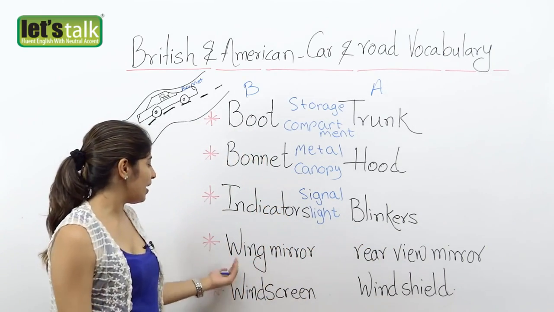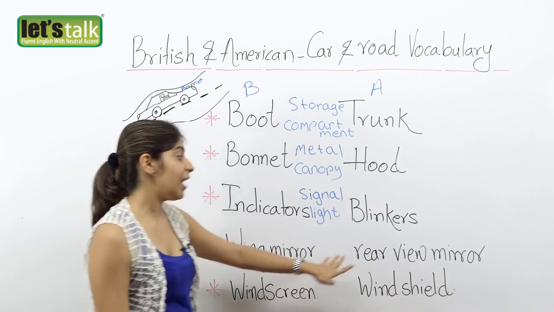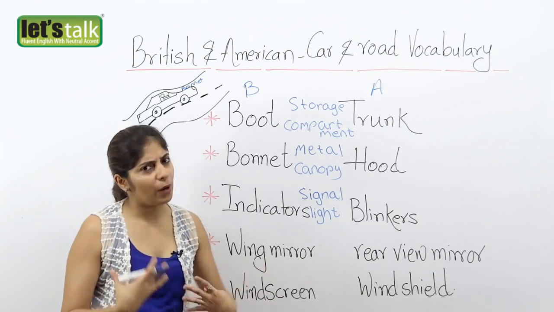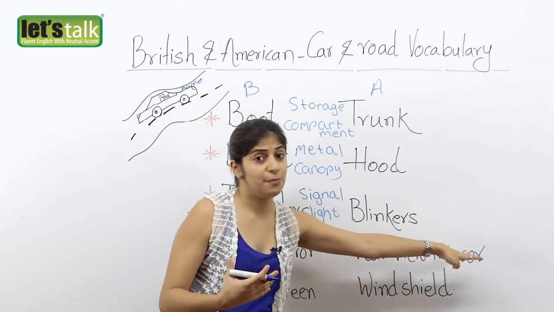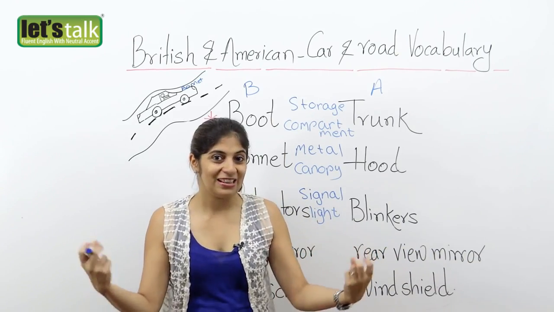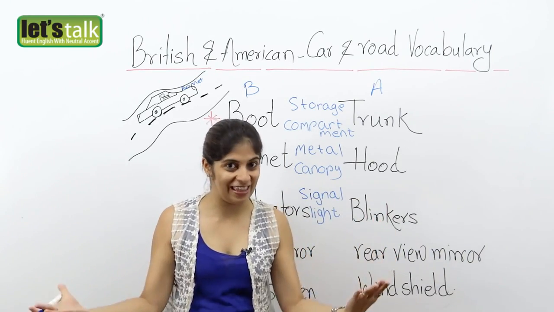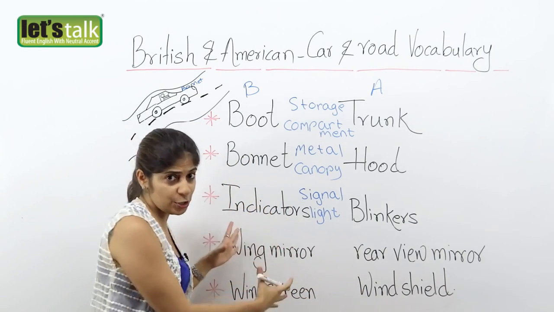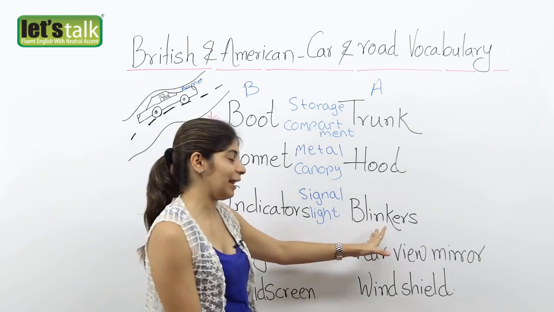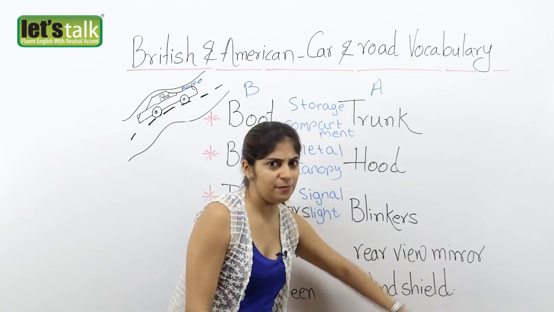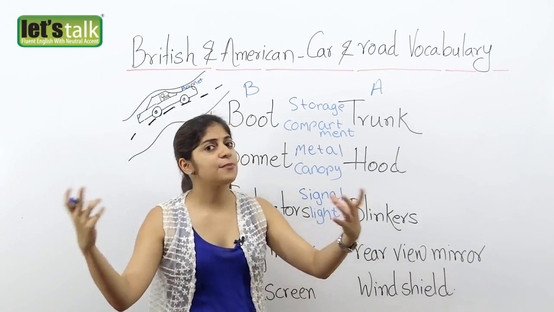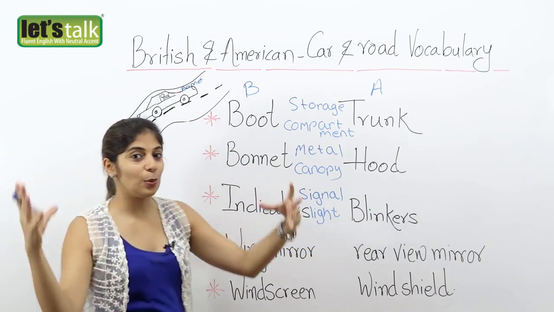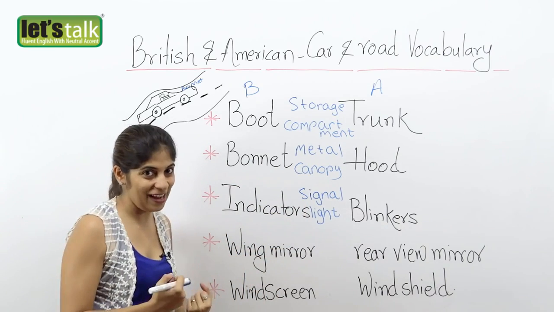Let's have a look at another one here, wing mirror and rear view mirror. Okay, let's see what is a wing mirror or a rear view mirror. Well, it is the mirror that projects from the side of the vehicle. So that is wing mirror in British English, whereas in American English, it's called rear view mirror. It usually projects from the side of the front door, right over here. This is where you'll always see your wing mirrors, right?